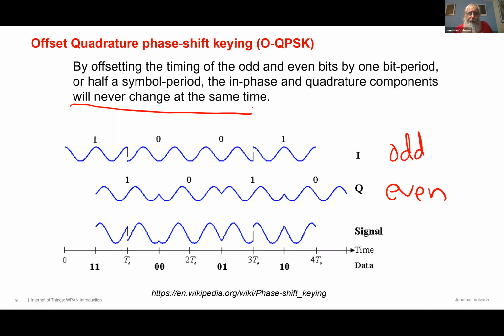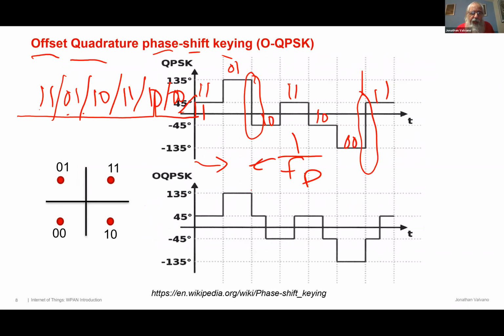Right? You've got the in phase, the odd bits that you're encoding using phase shift, and the even bits that you're encoding with phase shift, but you're not shifting both bits at the same time. The even bits are offset shifted. So as you go from 135 down to minus 45, you do it in two steps, which produces less of a discontinuity. If you look at these waveforms here, if you were to plot the arrows, right? I should have put the arrows on here.